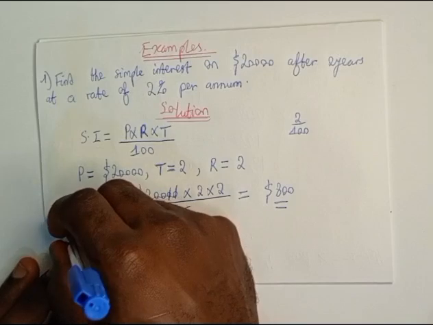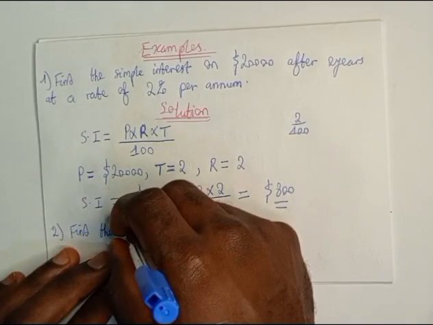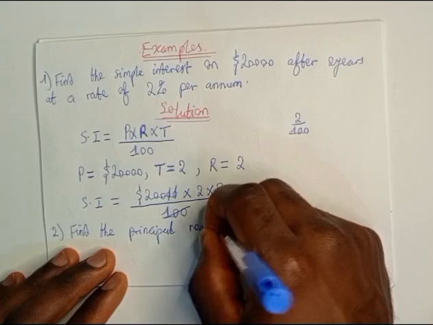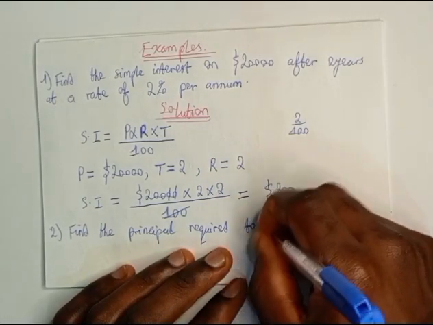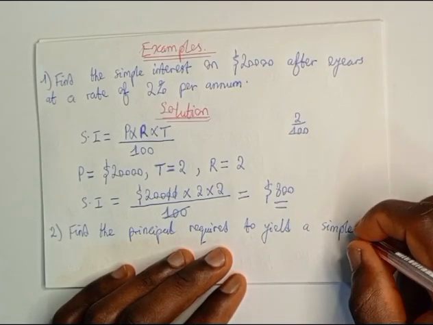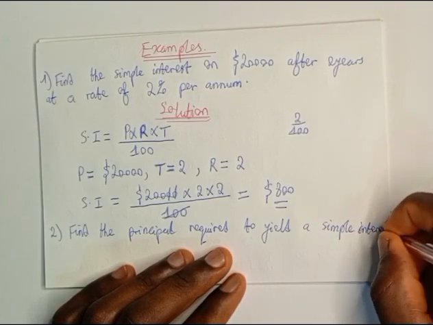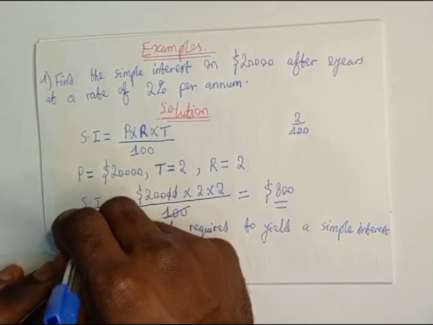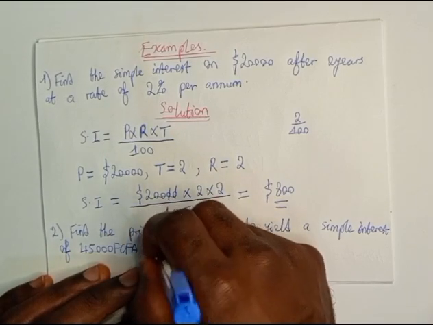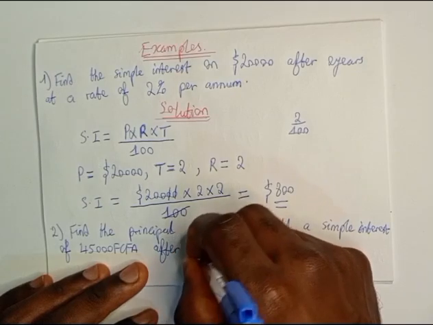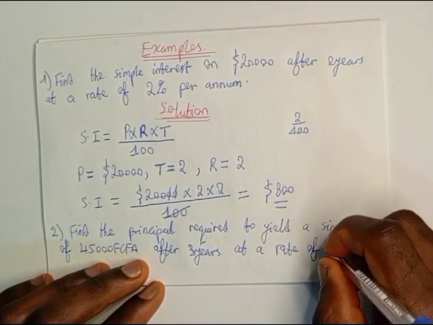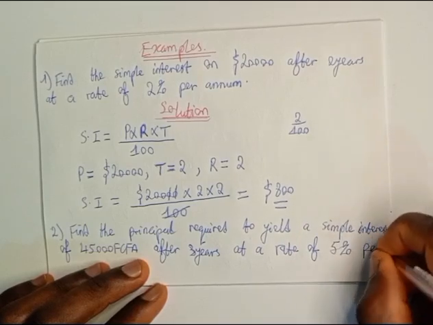We move now to question 2. It says find the principal required to yield a simple interest of 45,000 francs CFA after 3 years at a rate of 5% per annum.